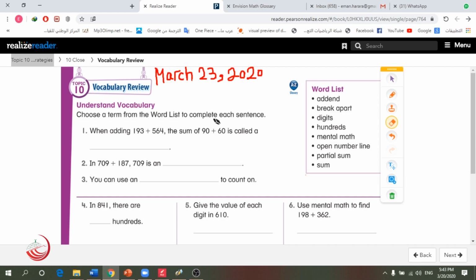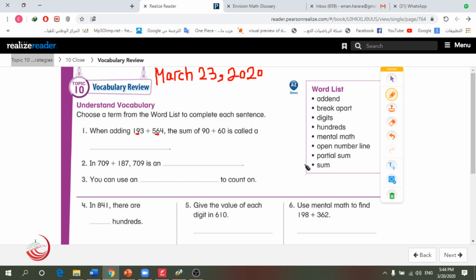So now let's start and answer these questions. Choose a term from the word list here to complete each sentence. When adding 193 plus 564, the sum of 90 and 60 is called what? Look, be careful. I'm not adding the whole number. No, I'm just adding the tens, which is 90 here and 60 here. What do we call it here? Can you think with me?